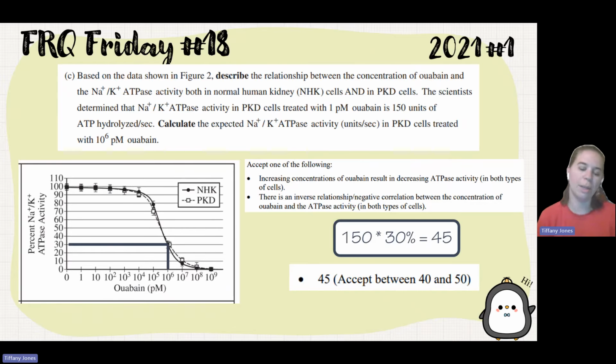So the answer was somewhere between 40 and 50. They gave a range depending on how you read the data table, like how you read the chart. If you read it a certain way, it may have ended up being 40 or may have been 50. I personally just read it as 45.